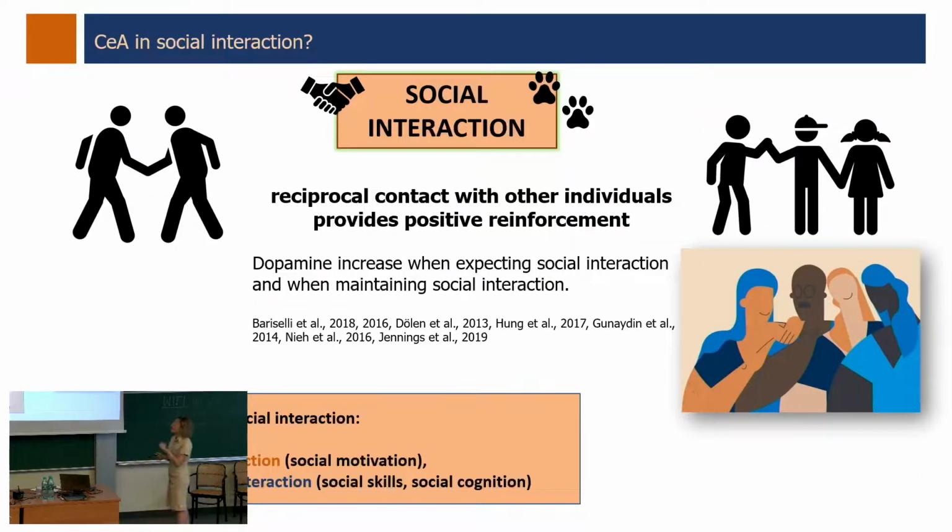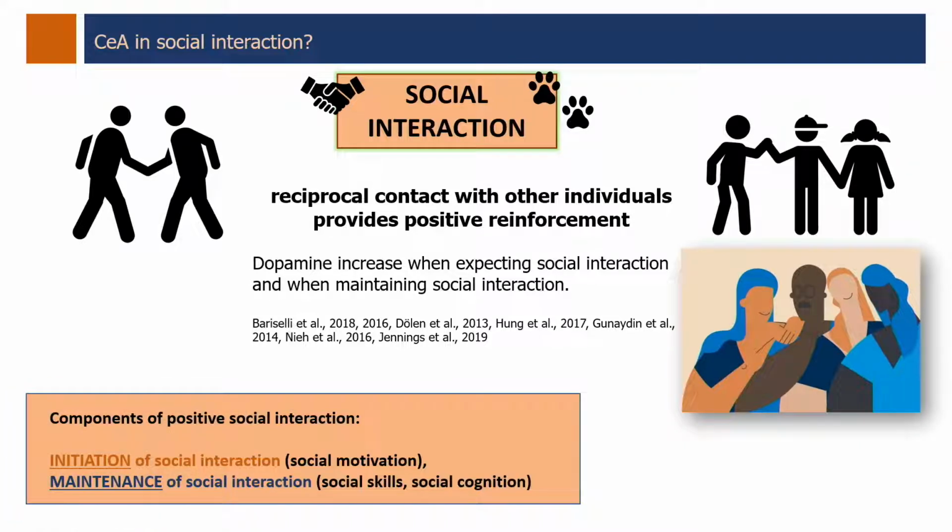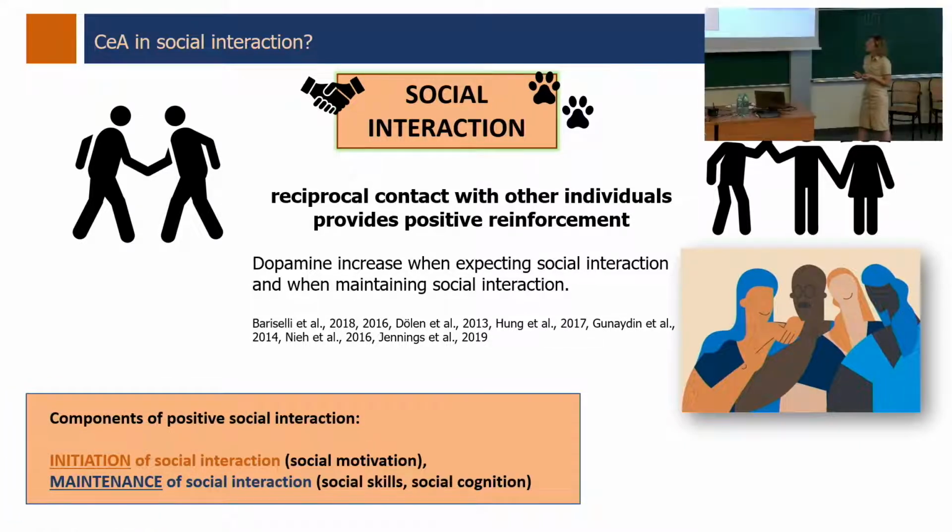Okay, and we knew that central amygdala is involved in motivation for food, but we didn't know much about its role in social motivation. And social interaction is rewarding. We know that there are different types of social interactions, but when we think about positive social interactions, they are rewarding. We know that interacting with another individual leads to an increase in dopamine release and provides positive reinforcement.